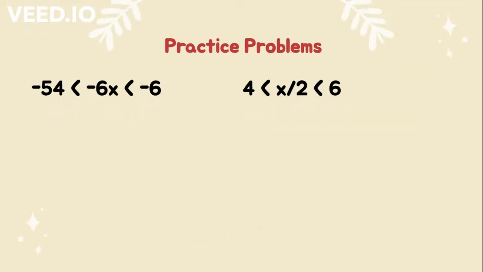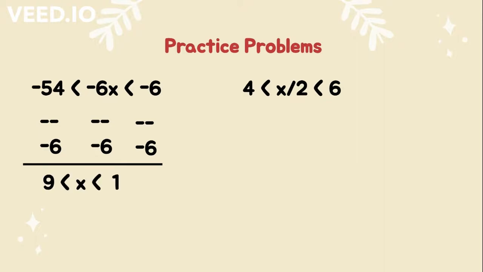Now let's try 2 more questions. I will be solving the first one. -54 < -6x < -6. There's a lot of negative signs here, and I want you to be careful of how you solve these. First, we want to isolate x. We're going to be dividing by -6 instead of multiplying. When you do that, all the negative numbers get canceled out to positive numbers, because negative divided by negative equals a positive number. So then your answer is ultimately 9 < x < 1. And that's your final answer.